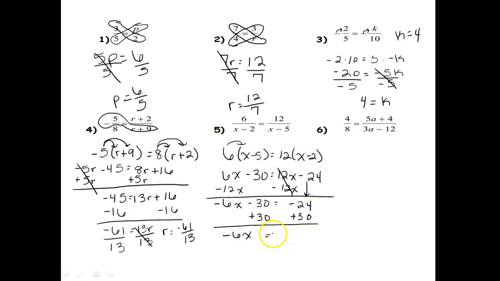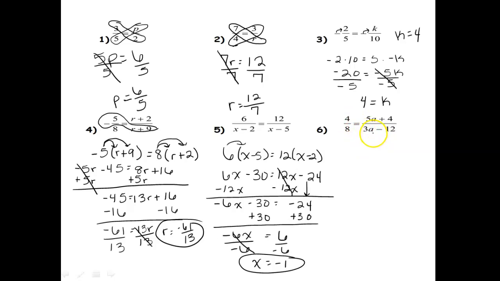Negative 24 plus 30 is 6. So when I divide both sides by negative 6, I get x equals negative 1. So that's my answer. All right, last one.